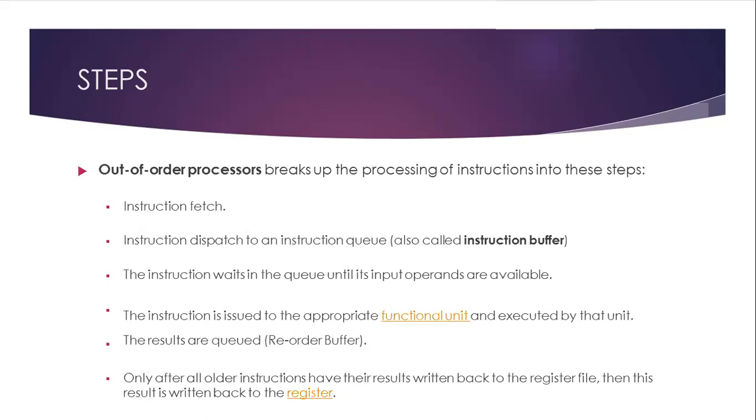Next, the steps of out of order execution. First is instruction fetch, next instruction dispatch to an instruction queue, also called the instruction buffer. Next, the instruction waits in the queue until its input operands are available. Next, the instruction is issued to the appropriate functional unit and executed by that unit. The results are also queued in the reorder buffer.